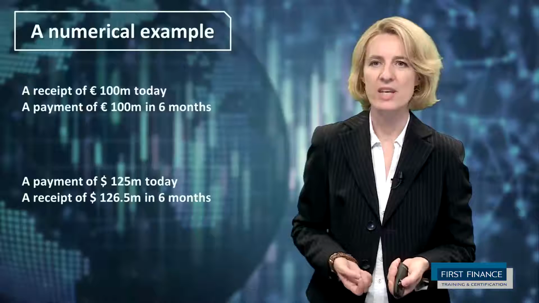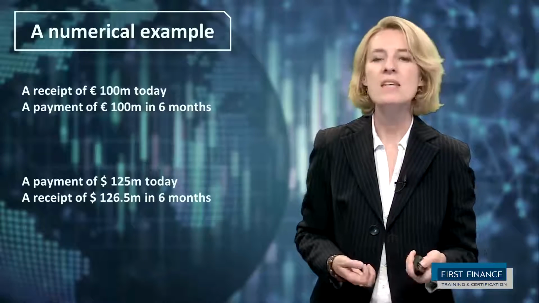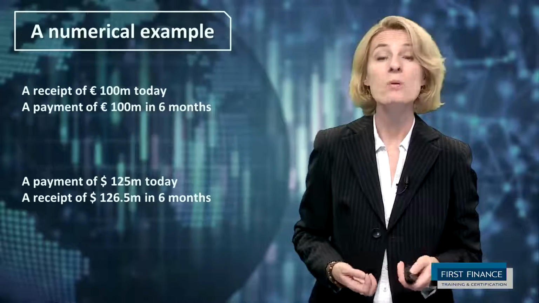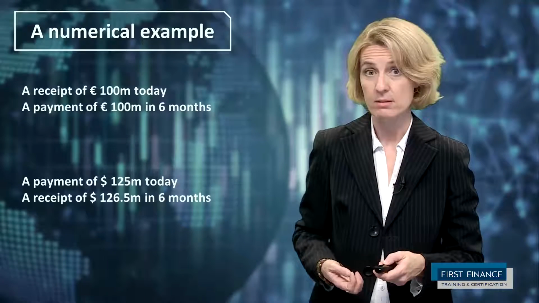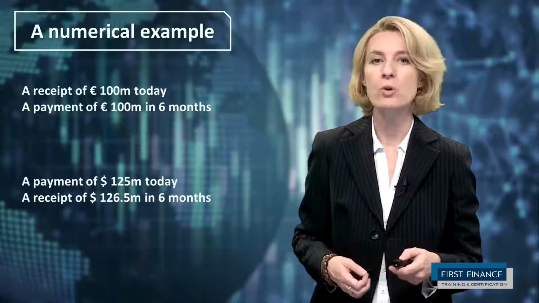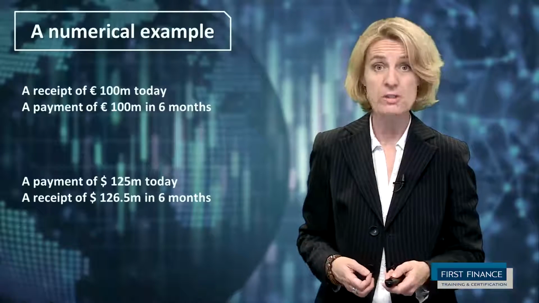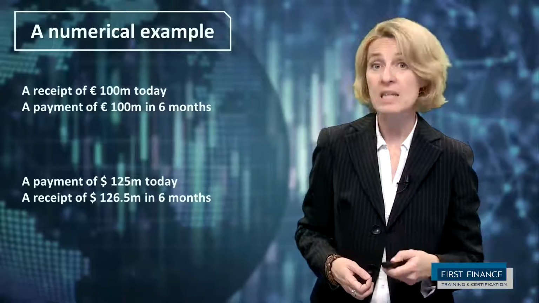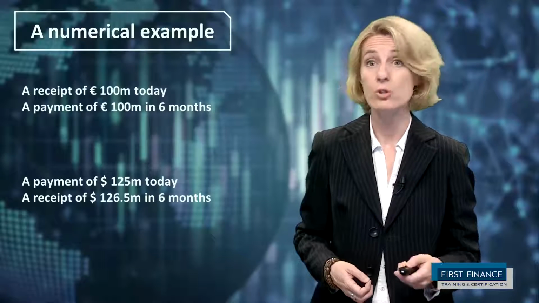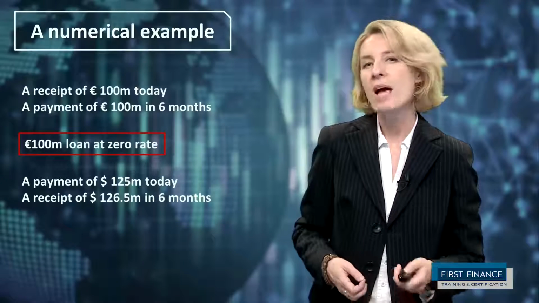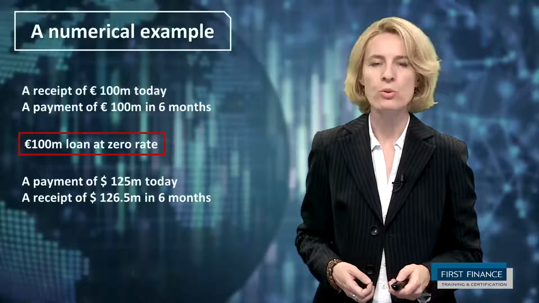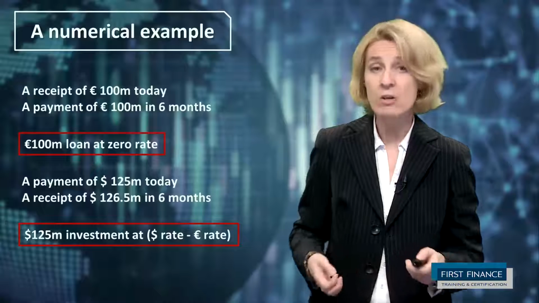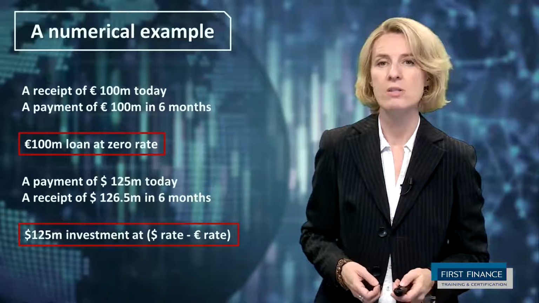If we rearrange the cash flows by currency, we can see that the operations can be reinterpreted. For euros, we receive 100 million euros today, and there's a payment of 100 million euros forward. And for dollars, there's a payment of $125 million today, and we receive $126.25 million forward. So we have a 100 million euro loan crossed with a $125 million investment. And here are the two basis swap borrowing transactions.